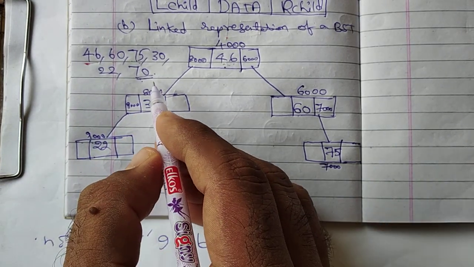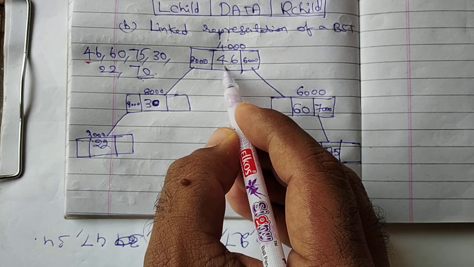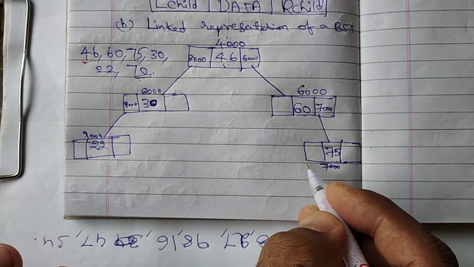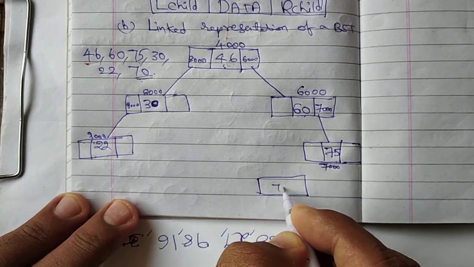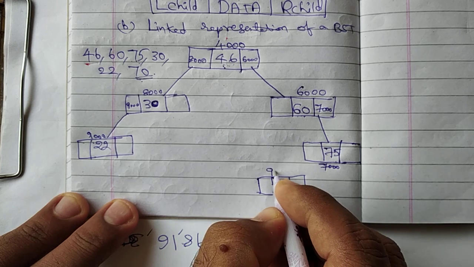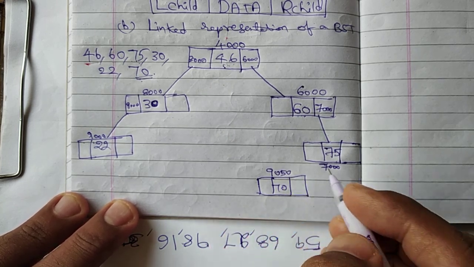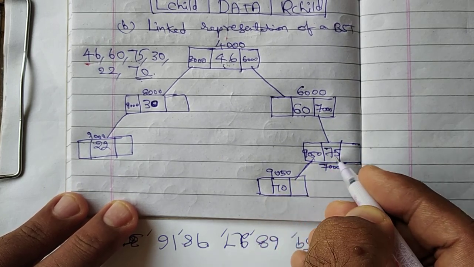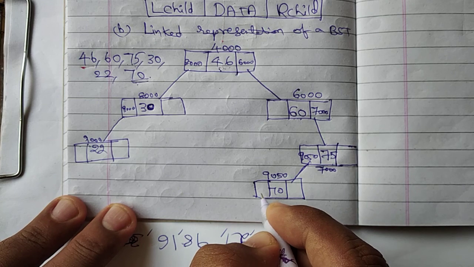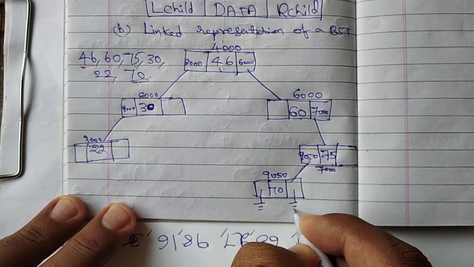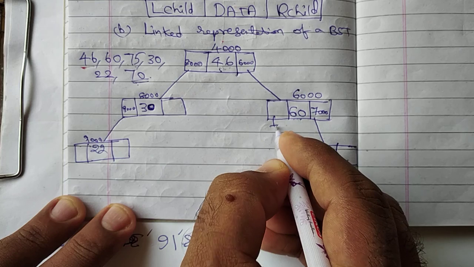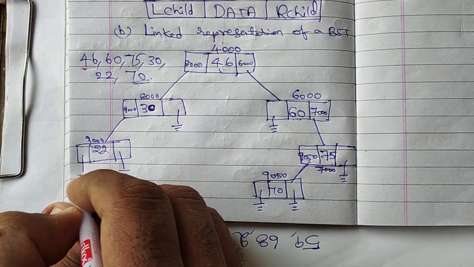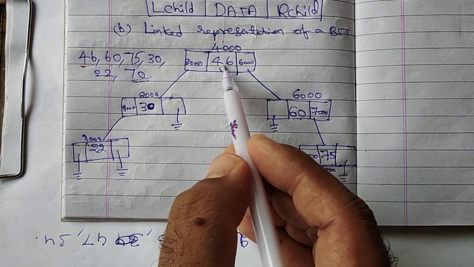Now where do we have to insert 70? Greater than 46, greater than 60, but less than 75. So immediately here we have to create a new node. Assume that address is 9050. Here we place 9050 so that it creates the link between 75 and 70. So these are the nulls, here also null, there is no node, here also null, null and null.